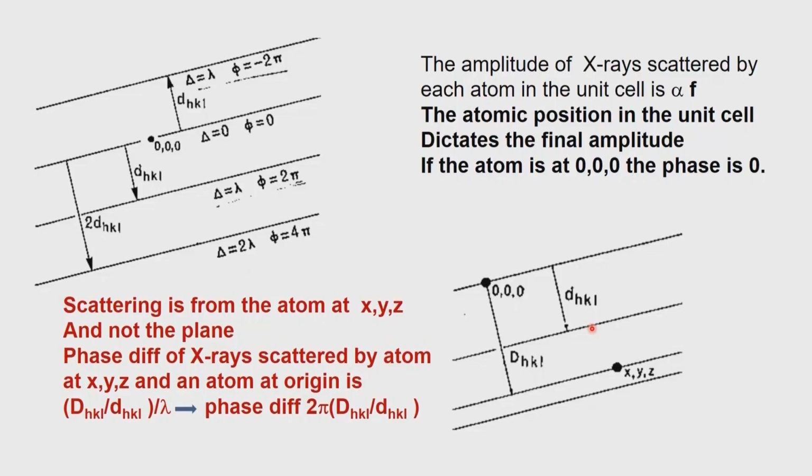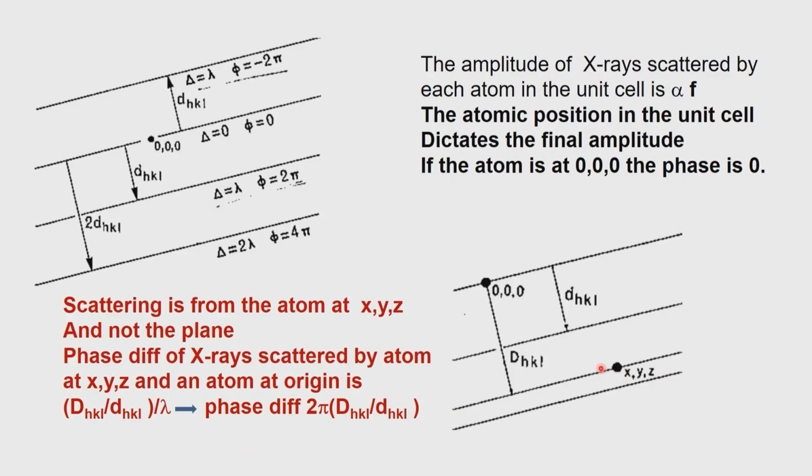So, the diffraction spot we get is from d of HKL, it is not coming from XYZ position, but the scattering is done by XYZ. And therefore, we have to consider d of HKL divided by this d of HKL slash lambda as the path difference, and therefore, the phase difference will be 2 pi d of HKL by small d of HKL. And so, we can calculate the corresponding phase difference associated with the atom being at some position XYZ with respect to the plane.